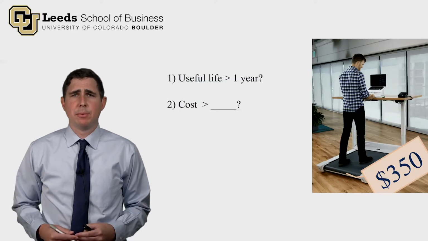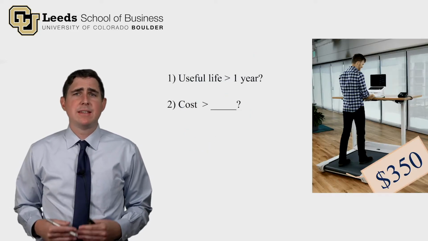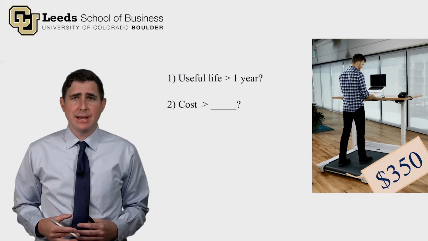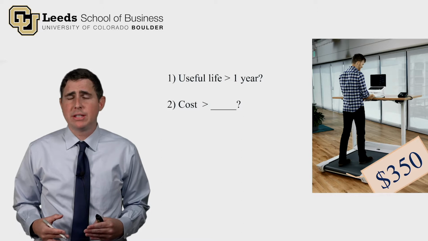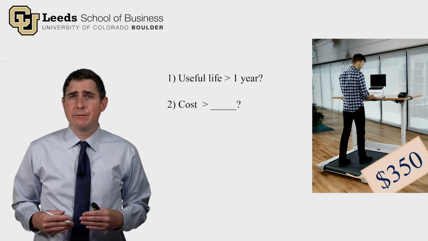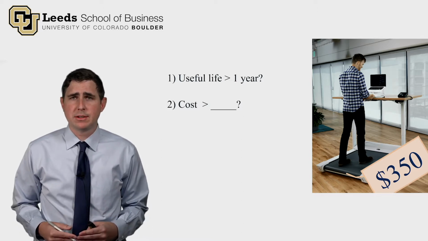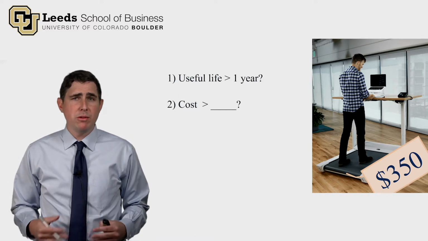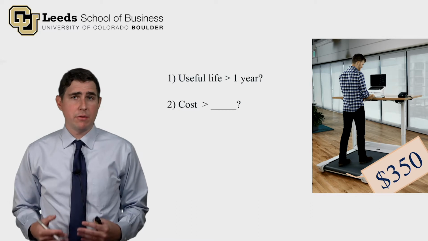Let's look at an example. And the example we'll use is a treadmill desk. Suppose our company is going to buy a treadmill desk, and I don't think you can get them for $350. So let's just assume we're getting it from eBay. It's a used treadmill desk, and it's $350. First, we have to decide whether this qualifies as a long-lived asset for our company.